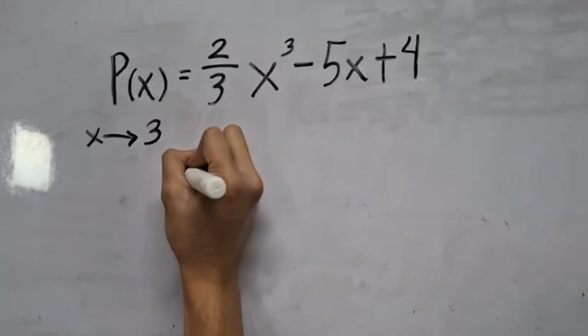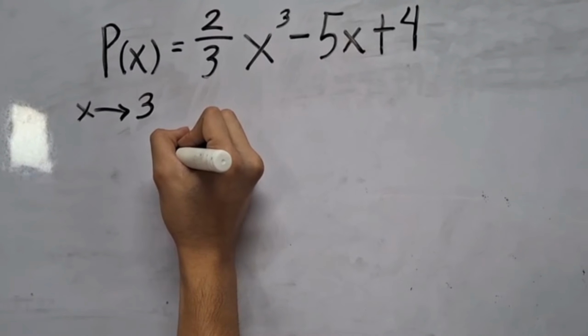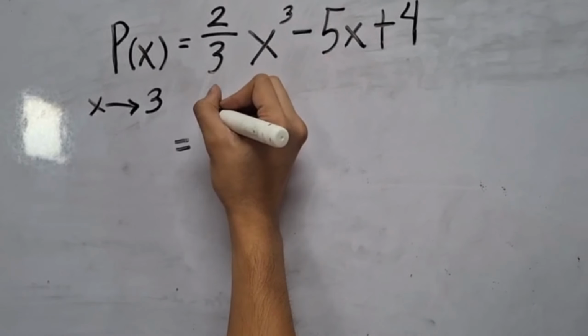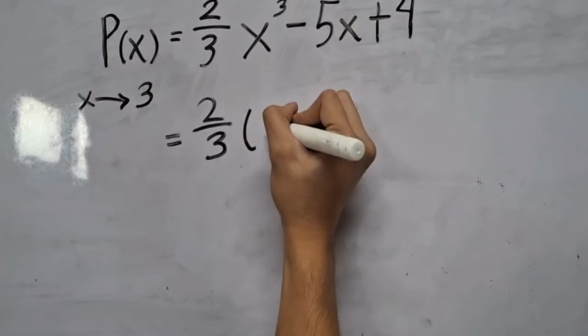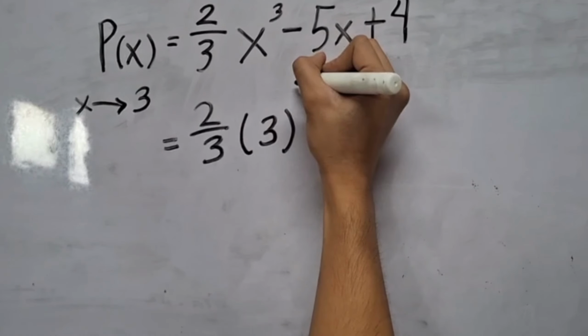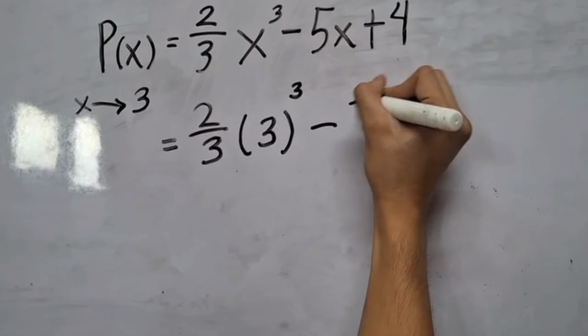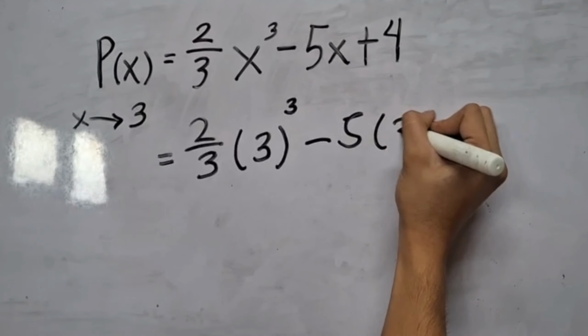Alright, let's go through the first one. So we have here p of x equals 2 over 3 x cubed minus 5x plus 4, and our x is approaching 3. Do you know what technique we should use in this equation? Correcto! It's substituting. We are going to substitute 3 for all x's.